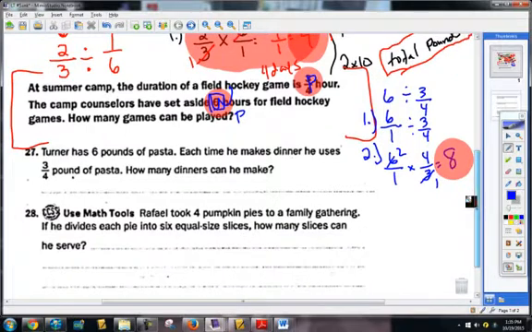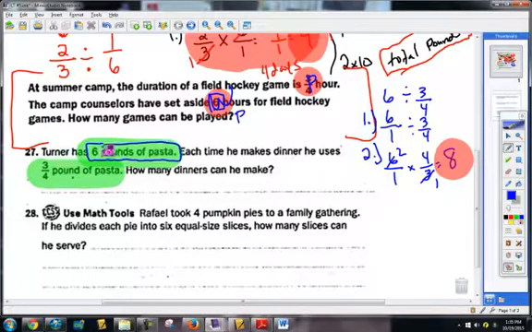Okay, here, Turner has 6 pounds of pasta. Each time he makes dinner, he uses 3/4 of a pound of pasta. How many dinners can he make? So just ask yourself, what's being divided? The 6 pounds of pasta, is that being divided? Or is the 3/4 pounds of pasta? This is just what's doing the dividing. That's how much he uses each time. Okay, so this is just going to be 6 divided by 3/4.